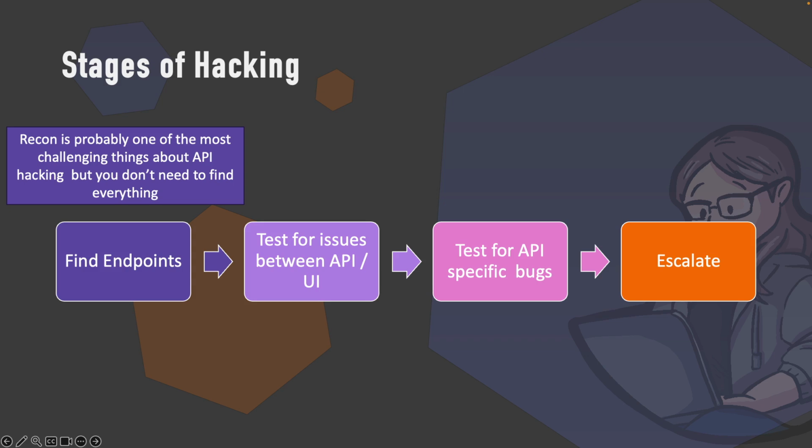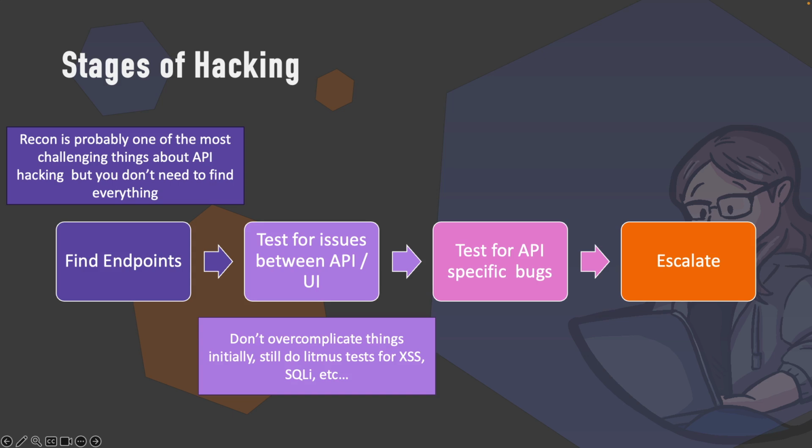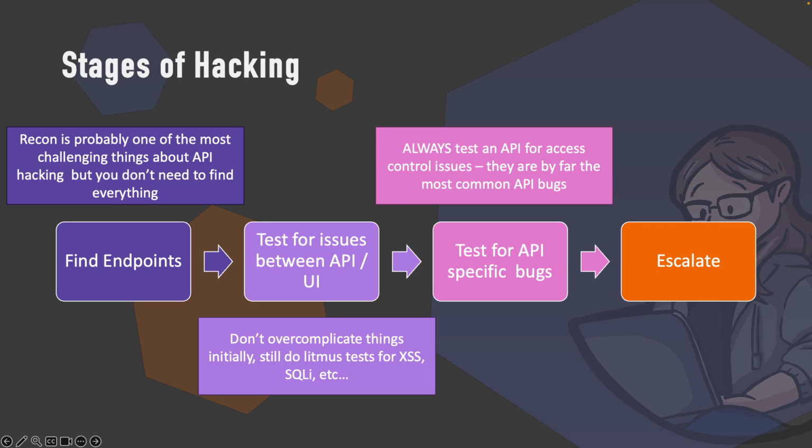Once I know what I'm hacking, I'll test for issues between the API and UI. A lot of people overcomplicate API hacking and they're like, oh, it's this brand new thing, it's this hacking APIs. Initially, just do your same litmus test you would do for any other web application, because at its core, an API is just another web application. Look for cross-site scripting, SQL injection, whatever other acronyms you want to hunt for. Check that API, if you access it directly, doesn't have, say, WAF filtering. After you've tested for those kind of initial bugs, then test for your API-specific bugs.